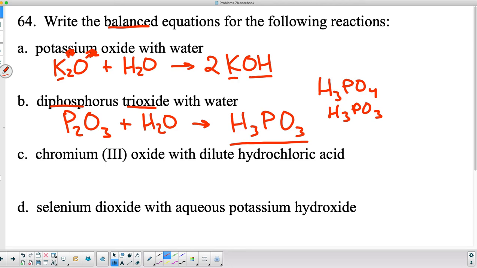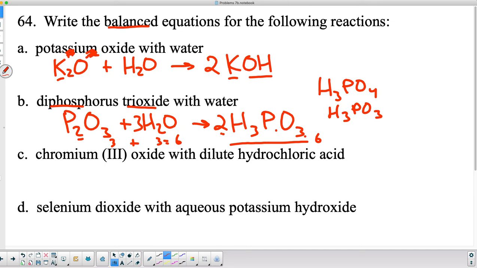So here I have 3 hydrogens, and here I have 2, which means I need to put a 3 in front and a 2 in front like this, and that will give me 6 hydrogens on both sides. Now that gives me 3 oxygens here, plus another 3 oxygens there, gives me a total of 6. 2 times 3 gives me 6 oxygens there, and then 2 times 1 for the P gives me 2, and I have 2 there. So that actually balances with a 1, a 3, and a 2.